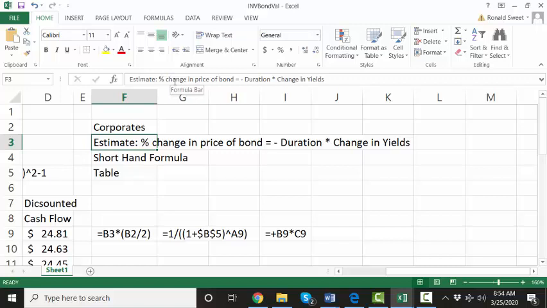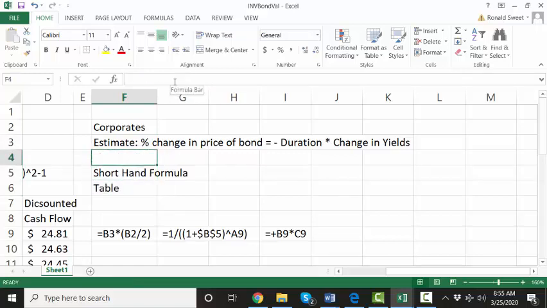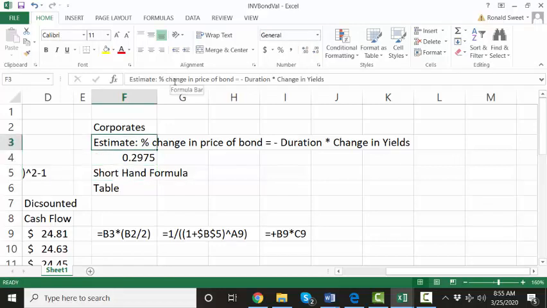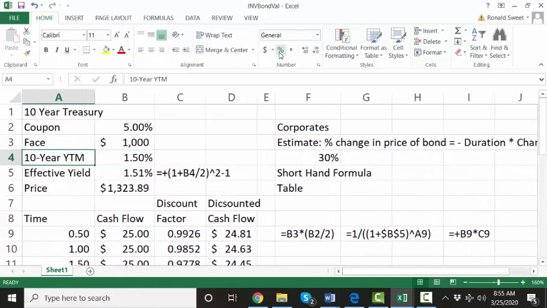But let's just guess that the duration for this bond is 8.5 years. So the percentage change in this bond is minus duration times the change in yield. Well, the yield today is 1.5%. It was 5%, so interest rates have fallen 3.5%. So we would guess that this bond's price is up 30%. And you can see that the bond's price is actually up 32%. So it gave us a good estimate on the bond. So that's one way you can get a quick estimate.